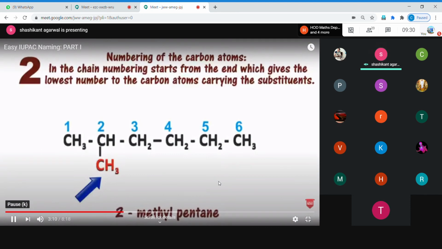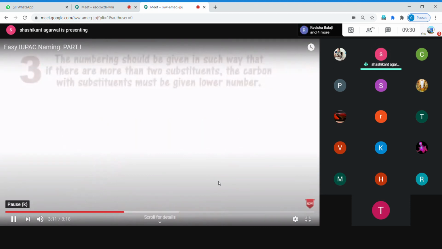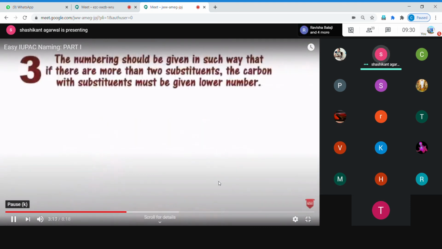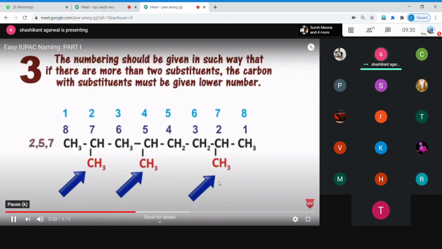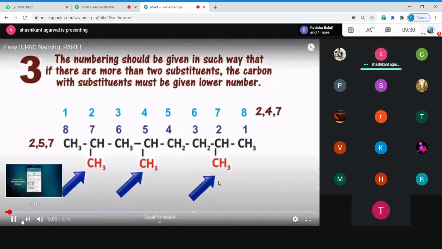Hence, the numbering should be given in such a way that if there are more than 2 substituents, the carbon with substituent must be given the lower number. You can see in the given example there are 3 methyl groups attached. So if you start the numbering from the right side, the numbers will be 2, 5, 7. And if you start the numbering from the left side, the numbers will be 2, 4, 7. Now this is very important, children.